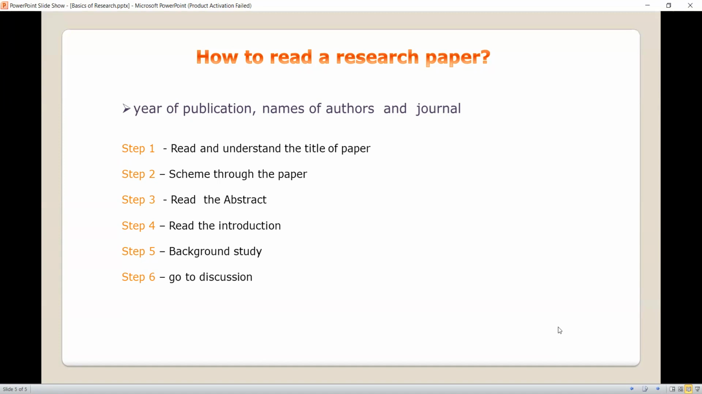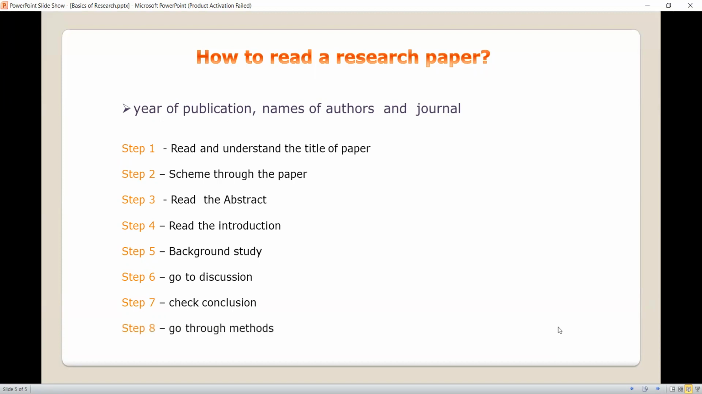And then come to step number 7, that is check the conclusion. Once you read the conclusion, we can see whether any other applications can be added to that. We can also see this by checking the conclusion itself.